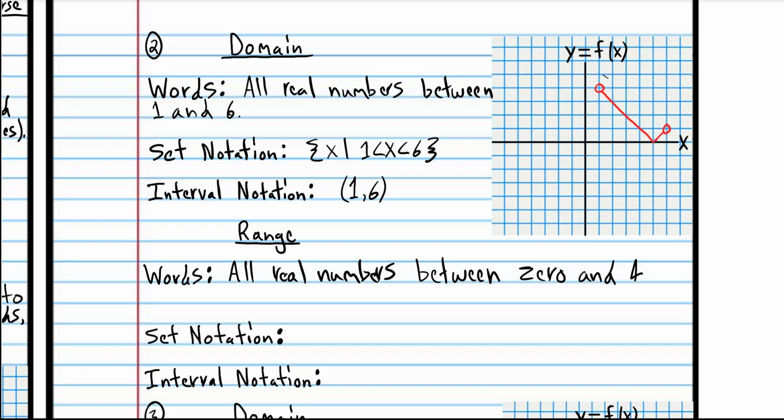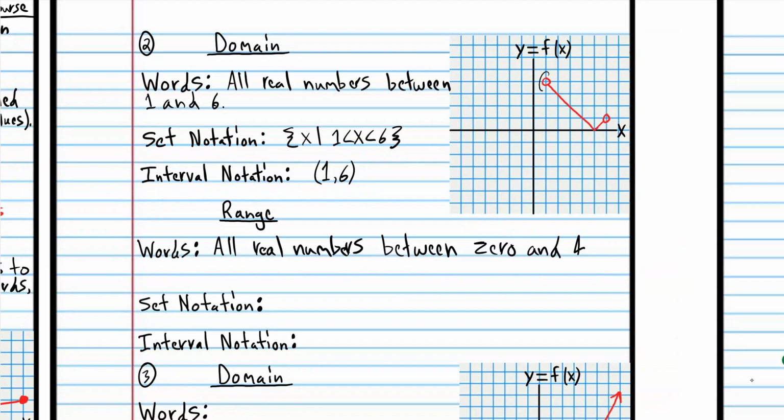Now this point is not really included. It's not part of the function. So the y value of that point doesn't really count. So 4 is not really in the range of the function. But down here, this point, its y value is part of the range. So we say 0 and 4, including 0. Okay, so not including 4, but including 0.